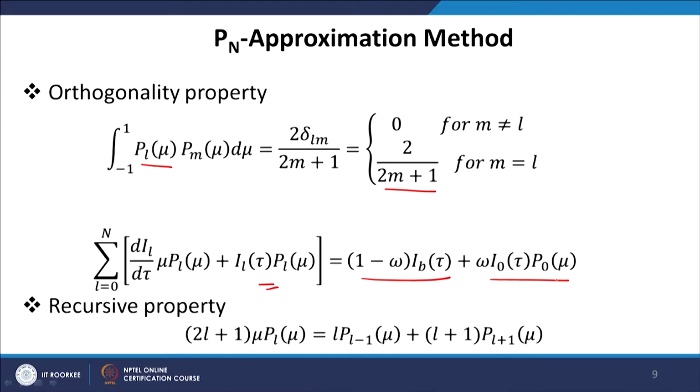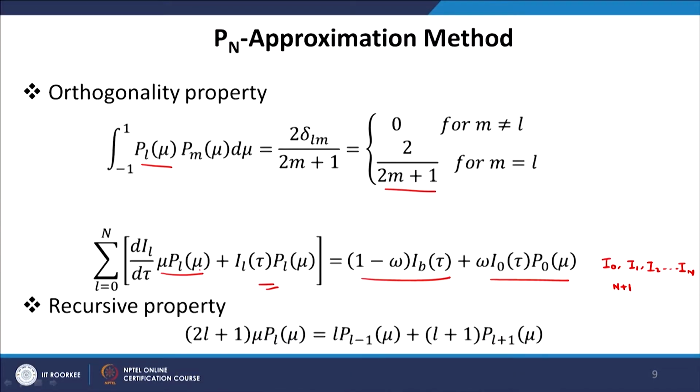Now, we have n plus 1 unknowns in this expression, starting from P0, P1, P2 and Pn. So, unknowns here are not P0, rather I0. So, the unknowns are I0, I1, I2 and so on up to In. So, there are n plus 1 unknowns in this expression. Now, we have to find n plus 1 equations to solve for these n plus 1 unknowns.